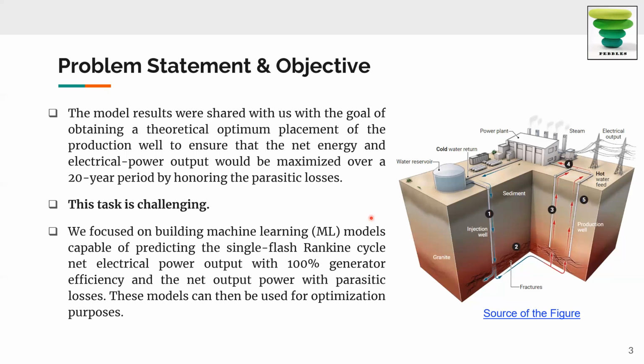So our objective was to focus on building machine learning models capable of predicting the single flash Rankine cycle net electrical power output with 100% generator efficiency and the net output power with parasitic losses. And then these models can further be used for optimization purposes.